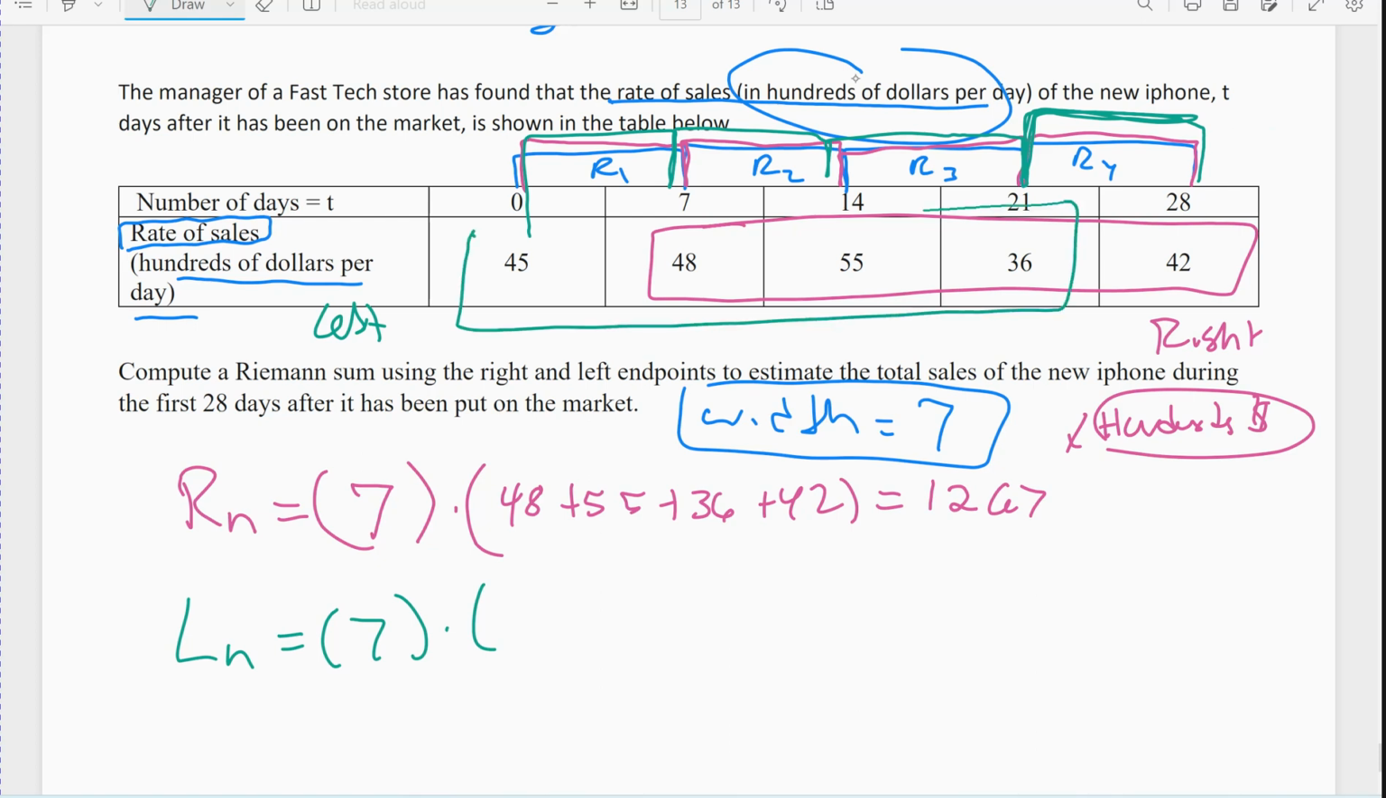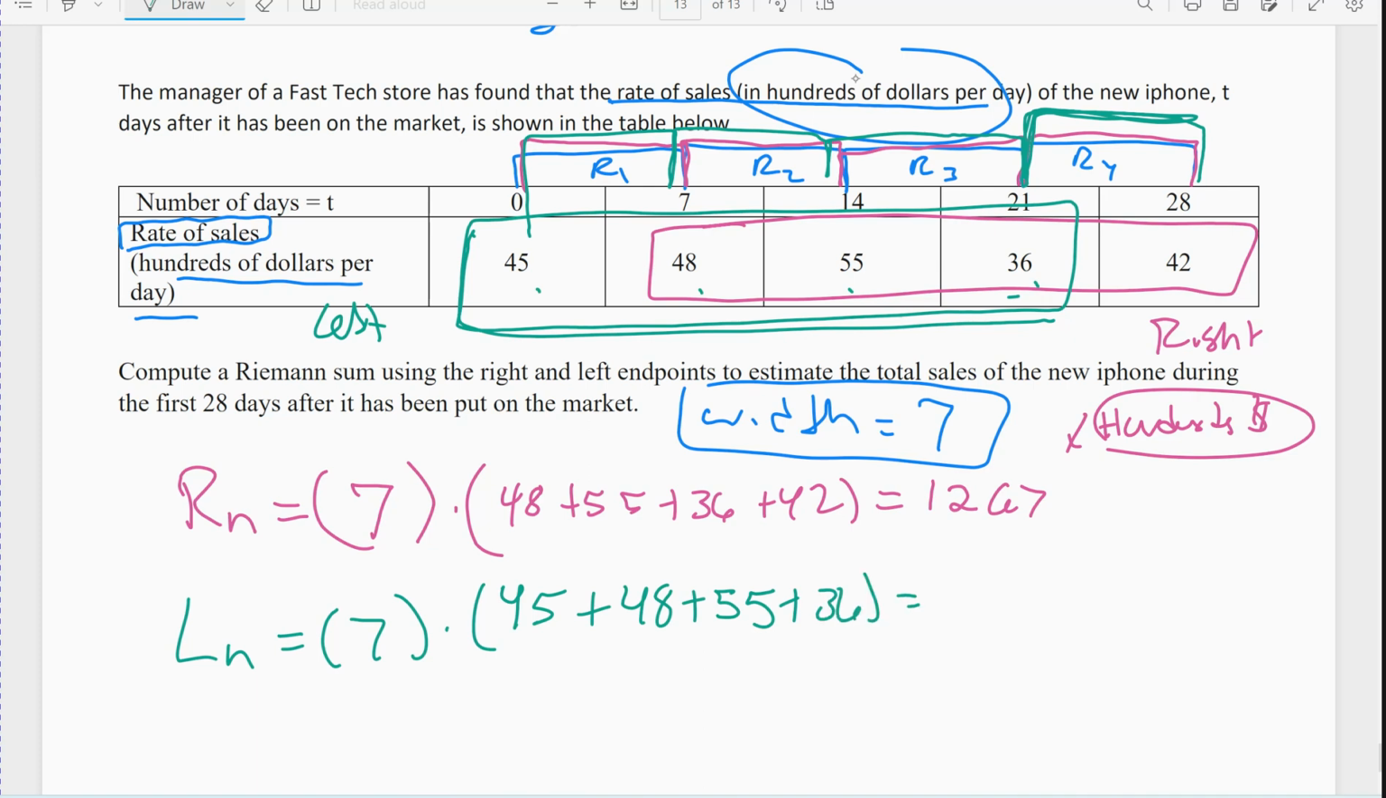So those would be the values I used for the left. Remember, the middle numbers are always included. We're just changing the ends. So left and right in this case aren't going to be that different. They're going to be off by 3 units in the height, 3 times 7, so they're going to be off by 21 units total. We use for the left 45, 48, 55, 36 as the heights. And then don't forget to multiply by 7. Again, the most common mistake students make is they forget to multiply by the width. So 7 times those numbers added together comes out to be 1,288.